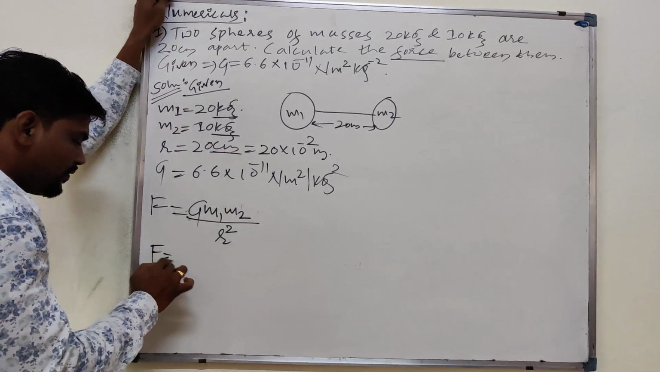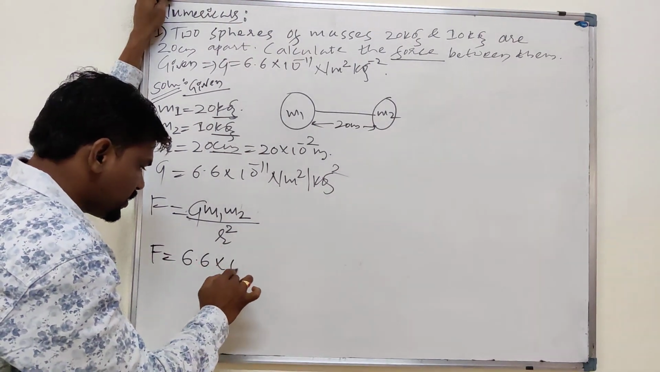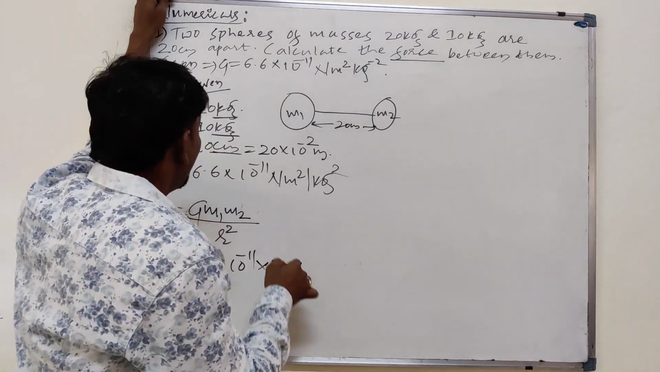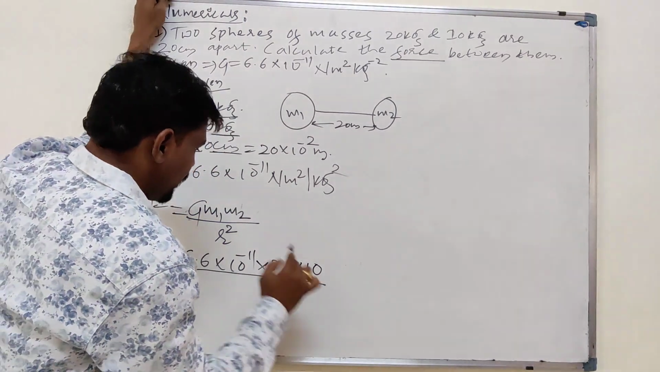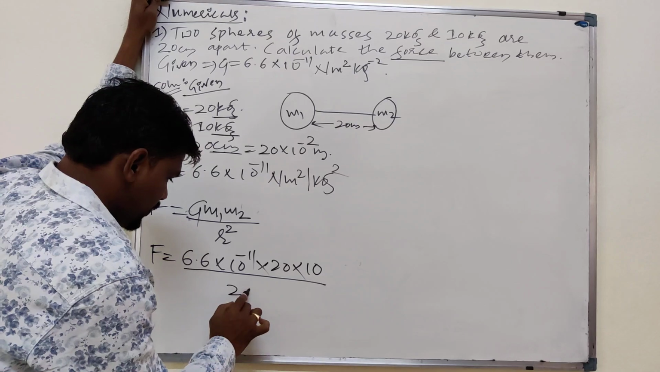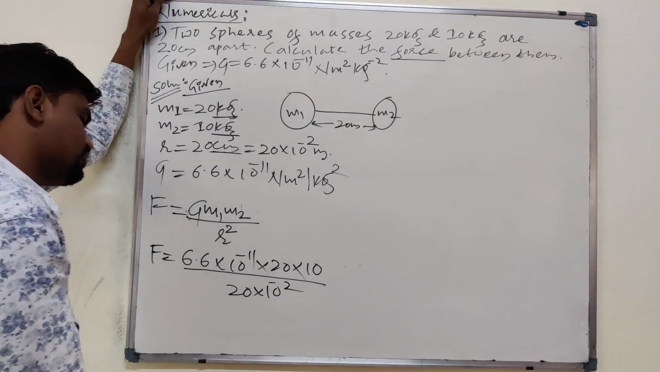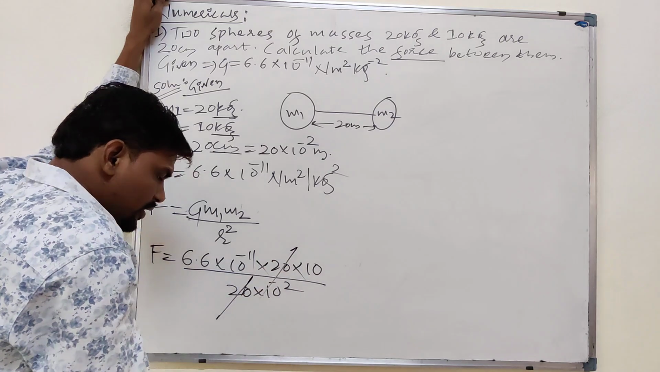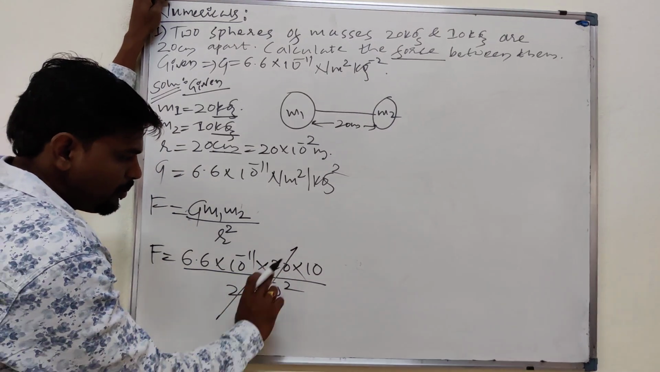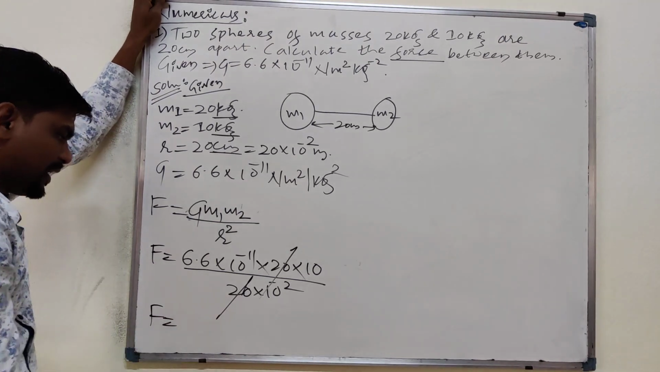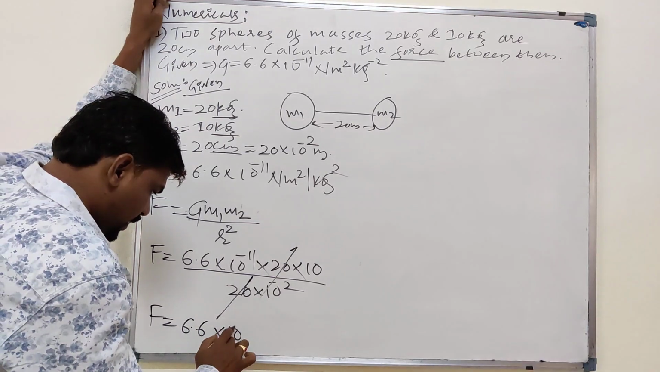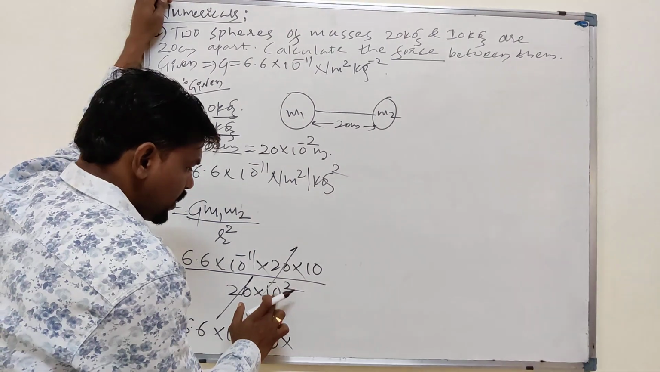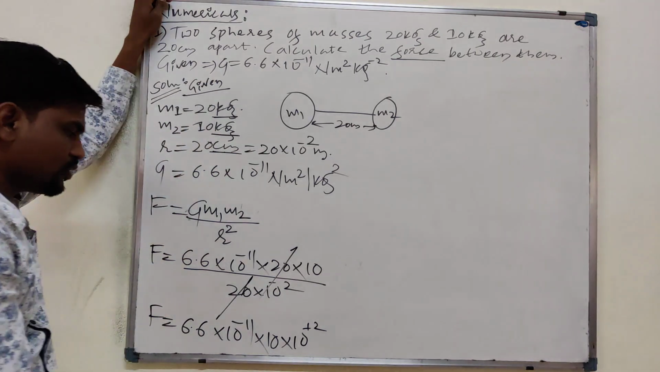So then, once again, F is equal to G, which is 6.6 into 10 raised to minus 11, into M1, 20, into M2, 10, divided by the distance, 20 into 10 raised to minus 2, whole square. So here, this 20 got cancelled. Next, F is equal to 6.6 into 10 raised to minus 11, into 10 into 10 raised to plus 2.